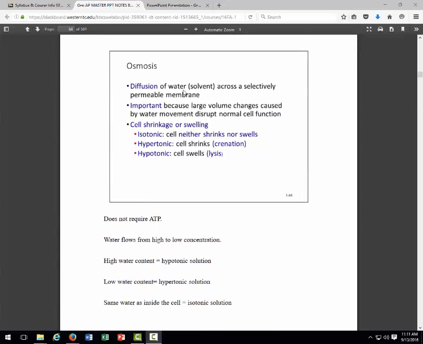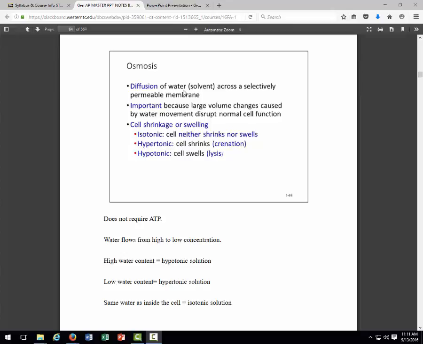The key word on this slide is water, movement of water. Water flows from where there's more water to where there's less water. So if I have a sugary solution and a plain old water solution, which direction is water going to flow? From the pure water to the sugary, or from the sugary to the pure water? Pure water to the sugary. Where is there more water concentration? In the pure water, right? So water always flows from a dilute to a more concentrated solution.